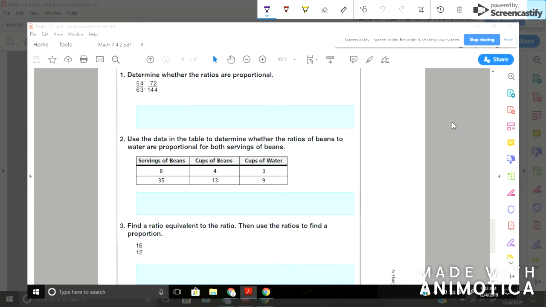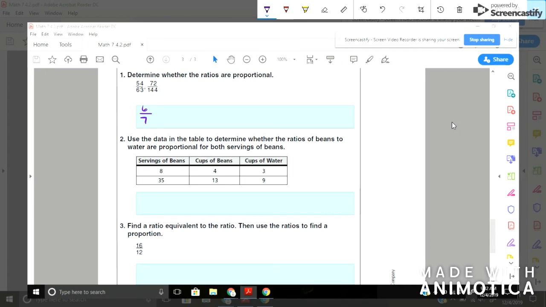Okay, number 1, checking to see whether they're proportional. I have 54/63 and 72 over 144. Okay, is there a number that both of these are divisible by? And maybe for the first one you saw 9. So if you did 54 divided by 9, you'd get 6. If you did 63 divided by 9, you'd get 7, so 6/7.